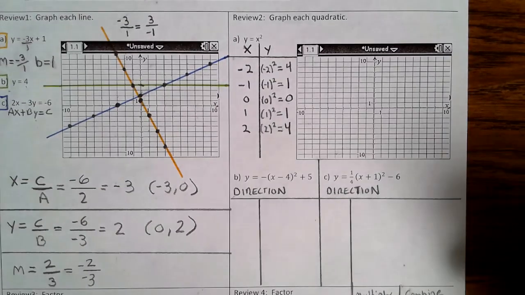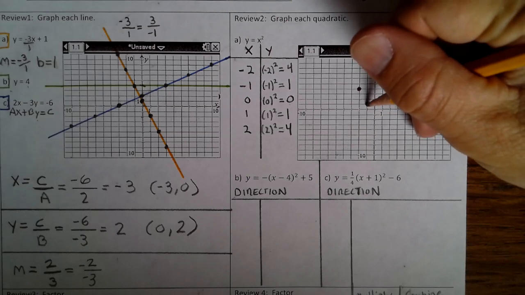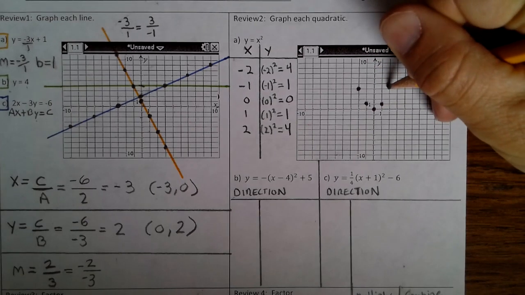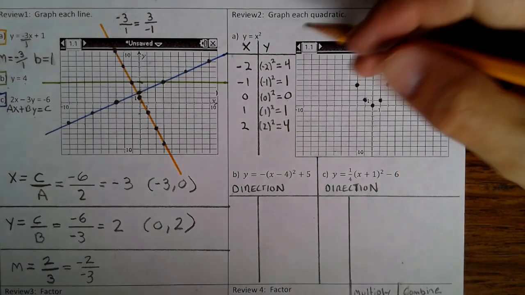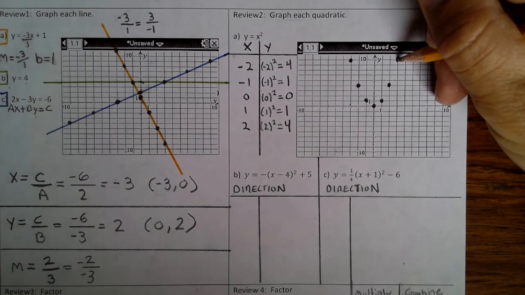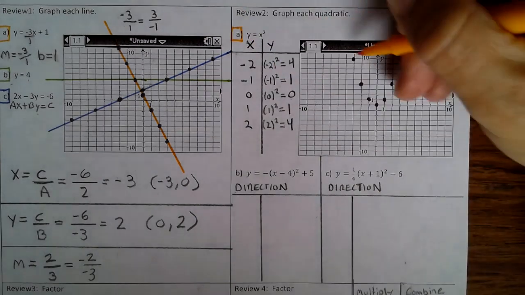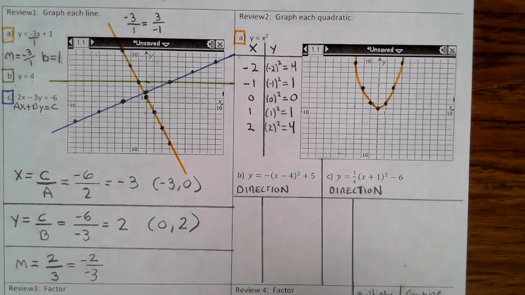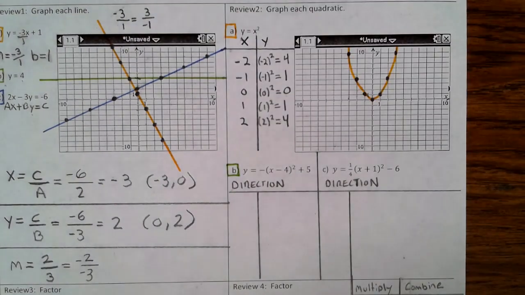So these are actual points. So -2, 4, -1, 1, 0, 0, 1, 1, and 2, 4. Okay. Now we can actually, it's not on the table, we can actually add one more point. -3 squared is 9, and +3 squared is 9. Okay. So again, let's do this in colors. So let's make this in yellow. And let's make B in green and C in blue.